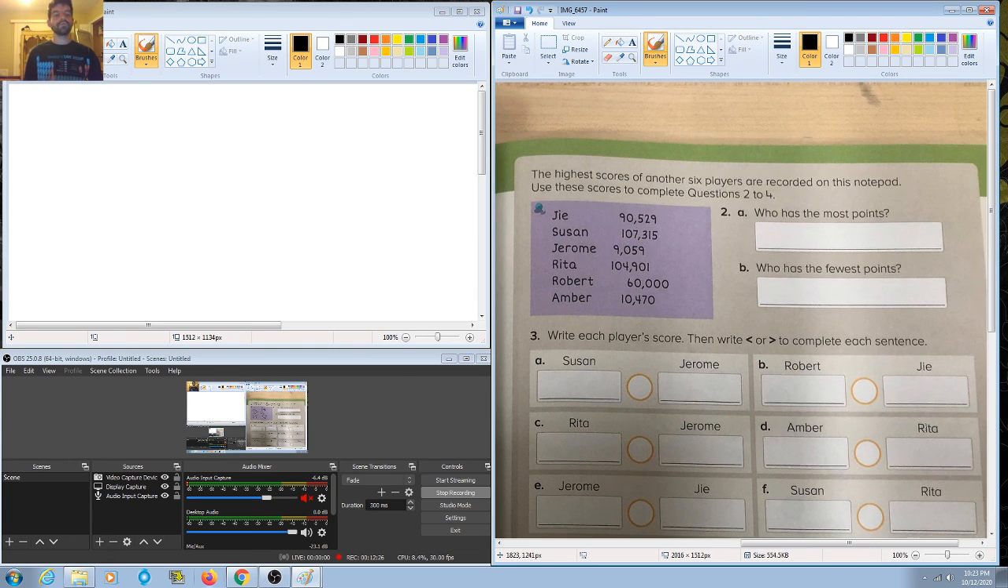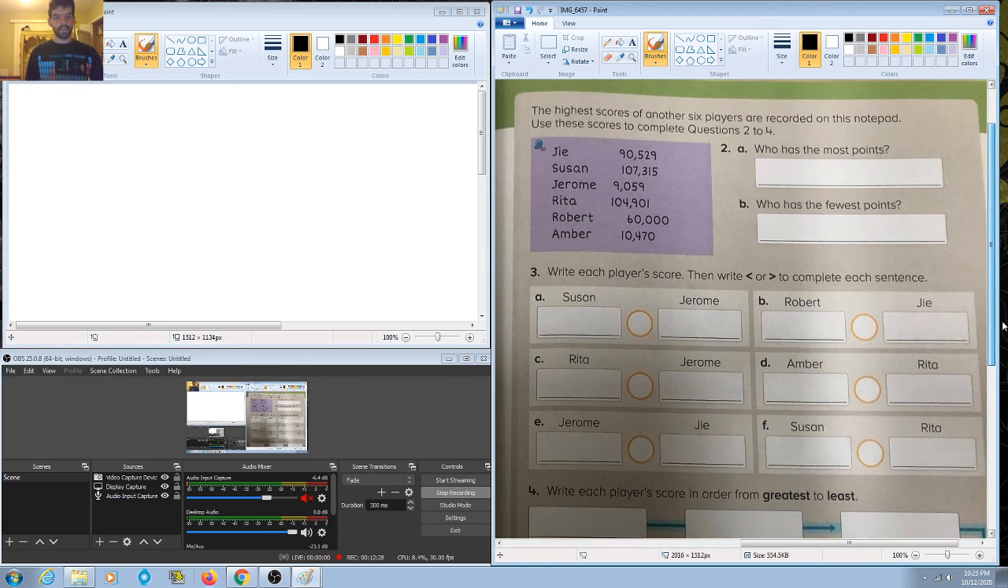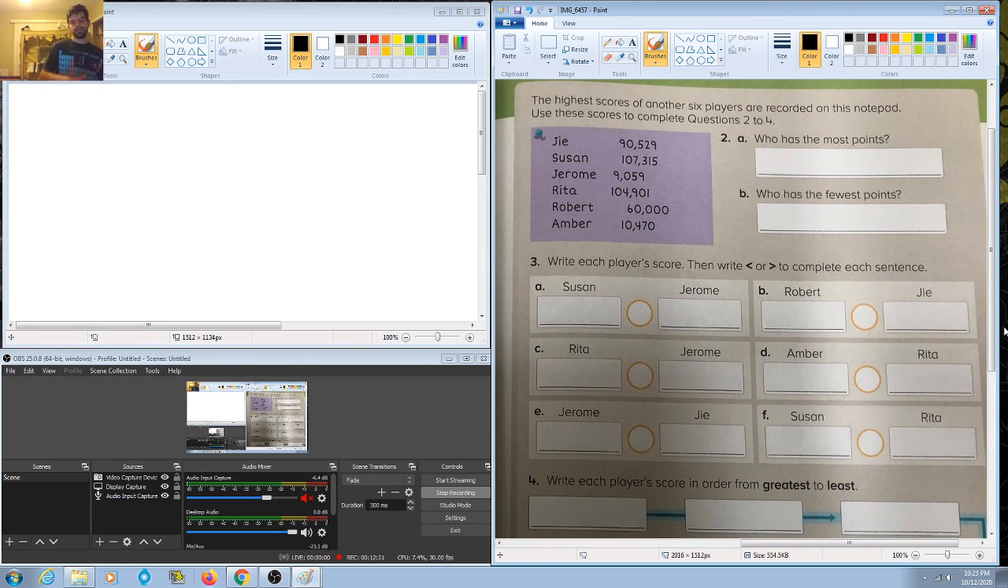So this one kind of focuses again on what we saw last time. These are going to be a group of 6 players, and they played a game or a competition of some sort, and their points were recorded on the notepad, and we're trying to figure out who has the most points, who has the fewest points, and we're going to go over the strategies to compare the different players to one other player individually. Okay, so question 2A says who has the most points.